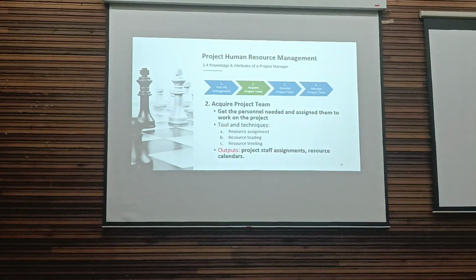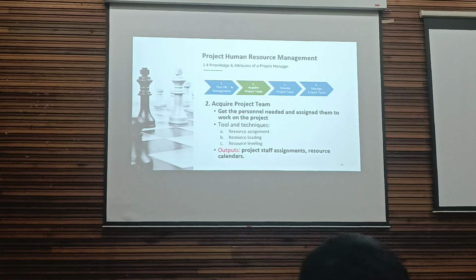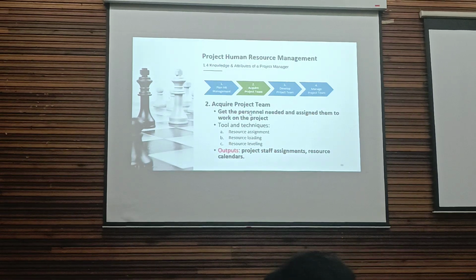So next is acquire project team. Get the personnel needed and assign them to work on the project. The project needs people, so you need to acquire people and put them to work on the project. The outputs are project staff assignment and resource calendar.